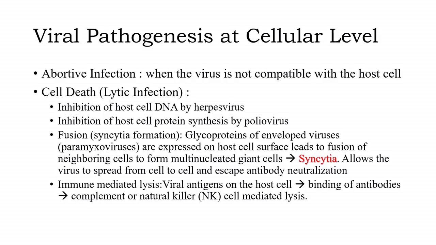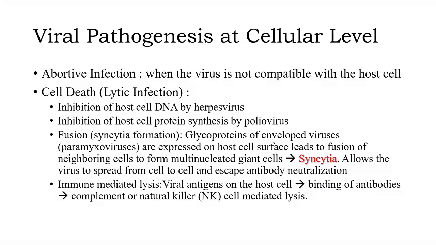Now, the pathogenesis as such. First and foremost, there can be an abortive infection, where the virus is not really compatible with the host cell, so the infection does not proceed at all. The next one is cell death, where it can be a lytic infection. Here the host cell DNA synthesis will be completely inhibited and the cells will be destroyed, and nearby cells will clump together, forming multinucleated giant cells, what we call syncytia. This allows the virus to spread from one cell to another.